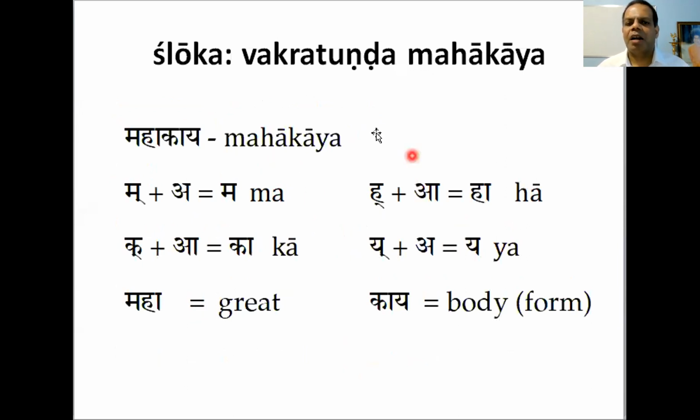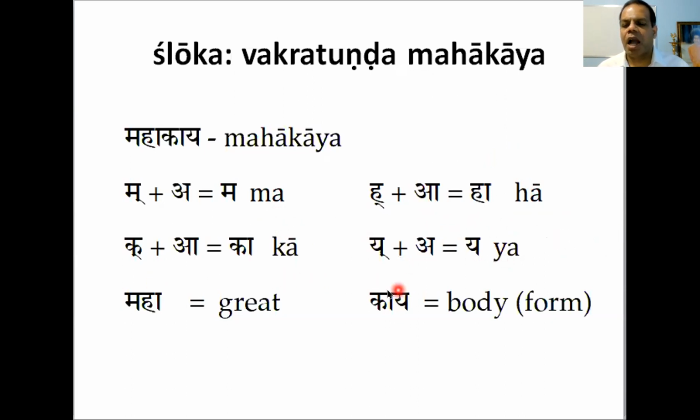The next word is Mahakaya. There are 4 letters here again: Ma, Ha, Ka, Ya. Ma is made of Ma and A. Ha is made of a longer A, plus A makes you Ha. So Maha. This is the shorter akara, and this is the longer akara. As you can see in the transliteration, it has a line above it, which indicates it's a longer one. So Maha.